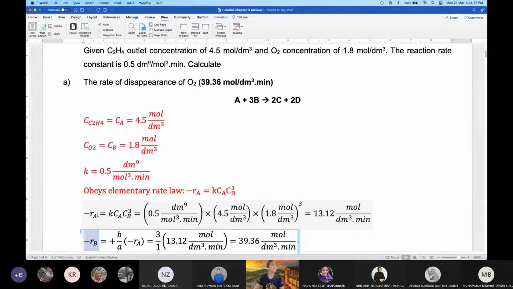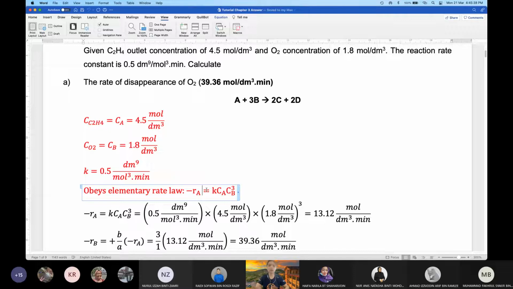Sebab rate law tu yang tadi saya kata pasal rate law minus RA ni, rate law ni mesti berdasarkan minus RA. So kita cari reaction order, kita cari K semua tu, dia adalah berdasarkan minus RA. Means, kalau saya nak cari yang spesies lain, saya cari dulu minus RA, then only I can get the rate for other species in the reaction.